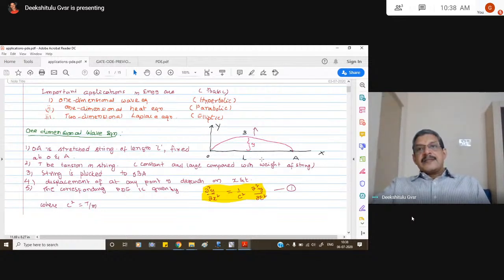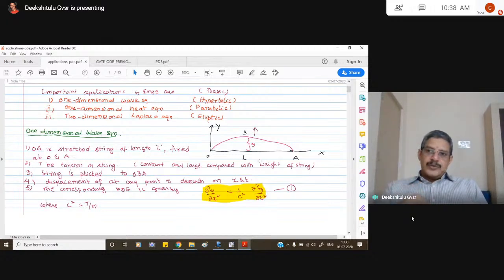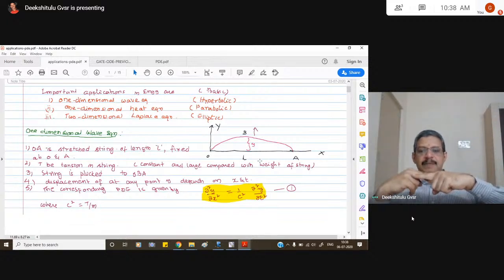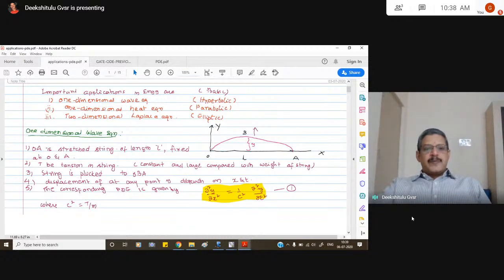Second thing, just give it some force and it starts vibrating. It vibrates with maximum amplitude. Then gradually it comes down, and after some time it becomes 0. So the displacement at any point Y depends on X and T. X and T are independent variables, and Y is the displacement of the string.